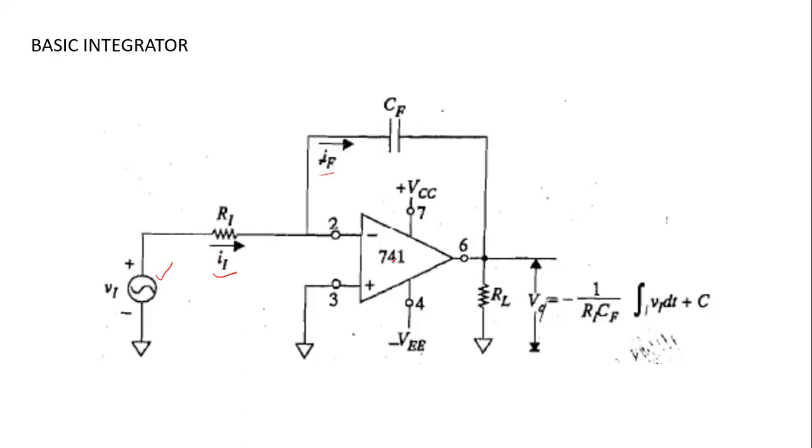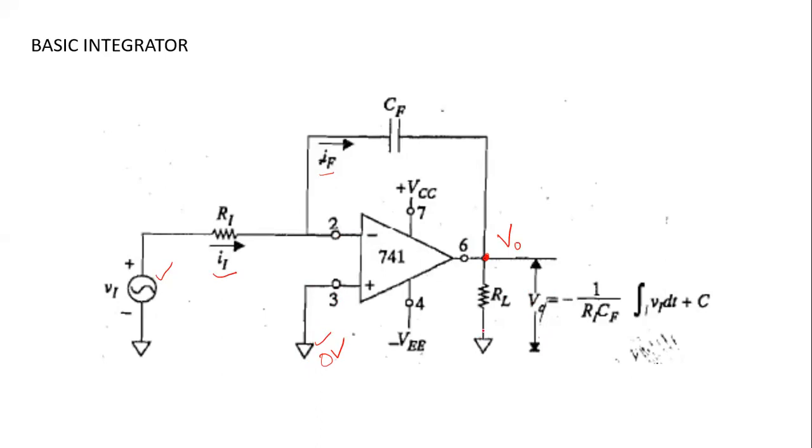So as usual, this is your op-amp IC741. Pin number 7 is connected to plus VCC, pin number 4 connected to minus VCC, your DC power supply, and pin number 6 is your output. Pin number 2 is your inverting input. Pin number 3 is the non-inverting input. In this basic integrator, the non-inverting input is connected to ground. This is the symbol for ground connection, so this is 0 volt. The output voltage is measured at pin number 6, with respect to ground.